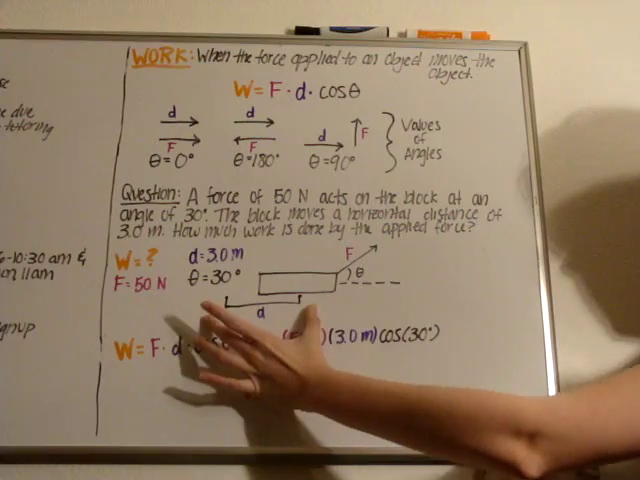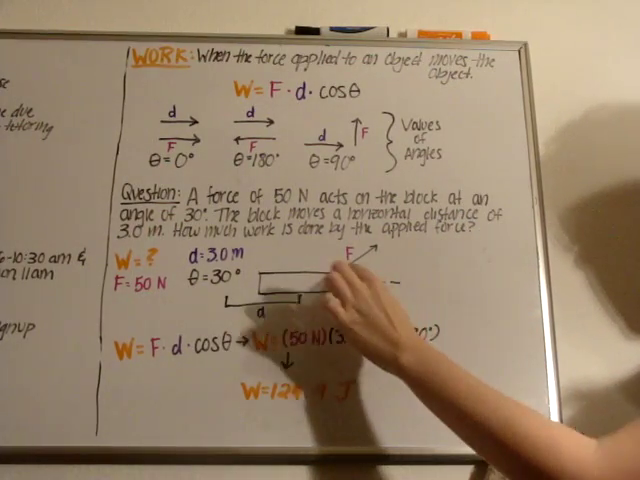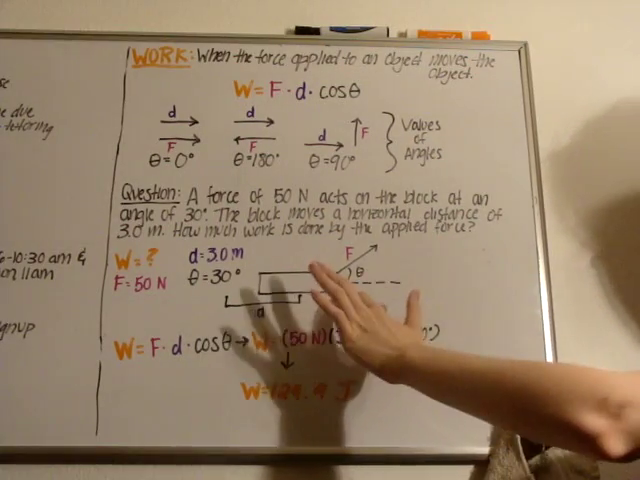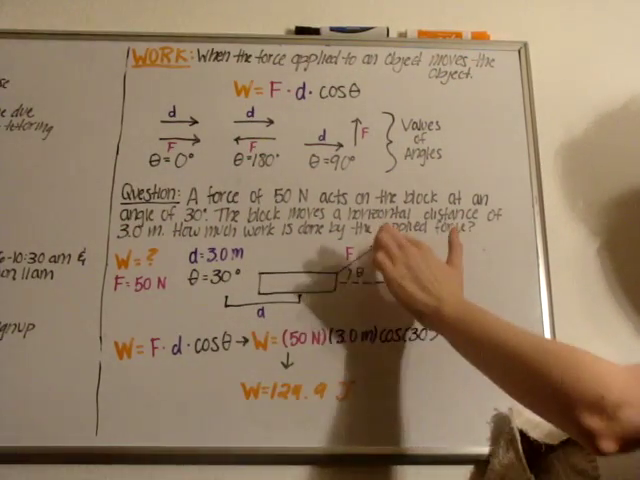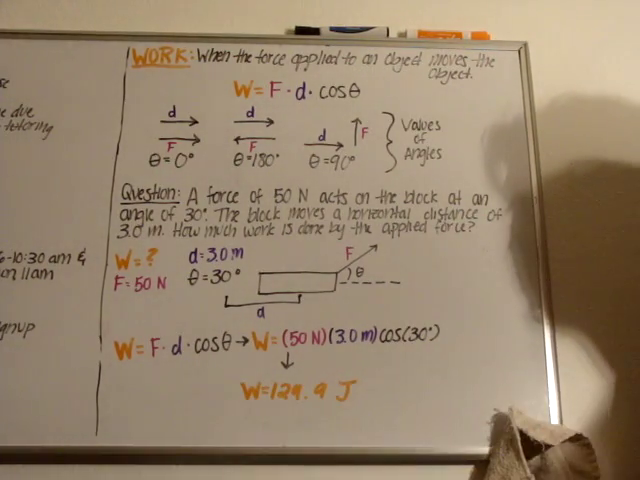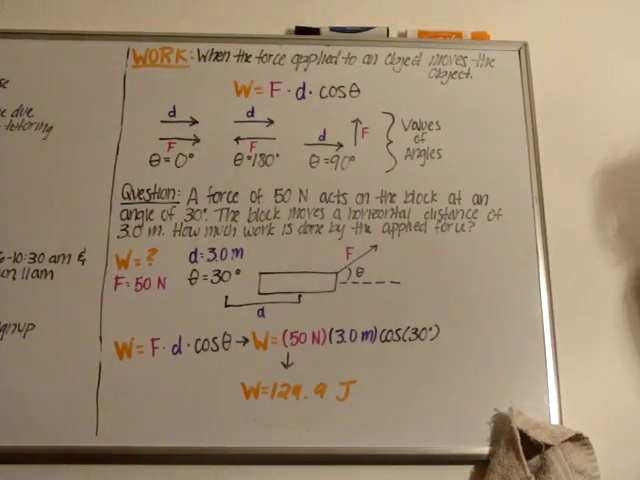So this is the distance that the block moved. This is the force, going in this kind of diagonal direction. That's your theta, and this is the horizontal. And so we're using the same equation from before: work equals force times displacement times the cosine of theta.